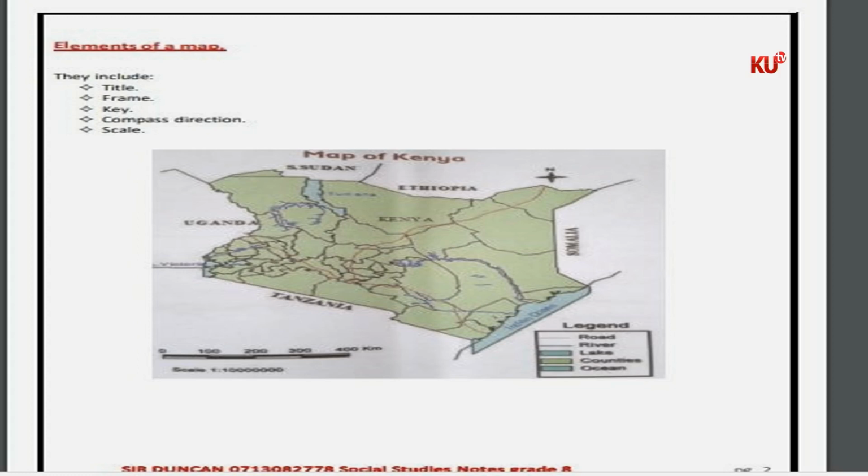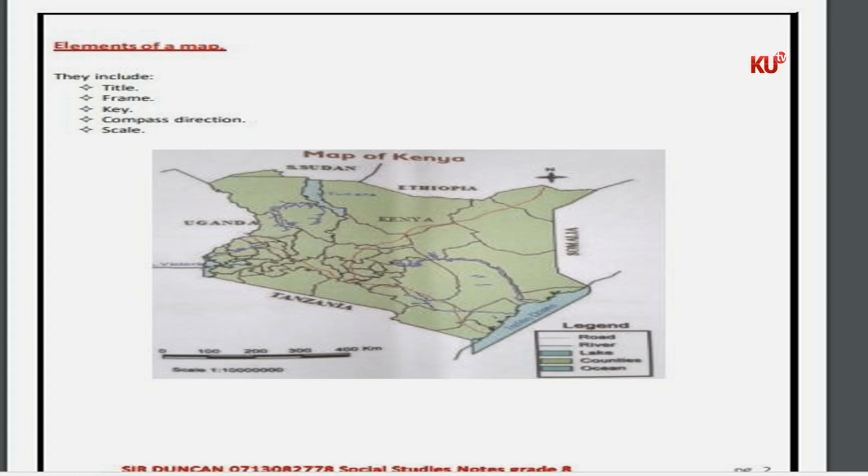And then the third element of a map that you can see on that screen is the key. We have the key on your right hand side, on the southwestern part. There is a key there, and you can see the elements and the symbols that have been used in that key. Then we have the compass direction. The compass direction is still there on the northwestern part.